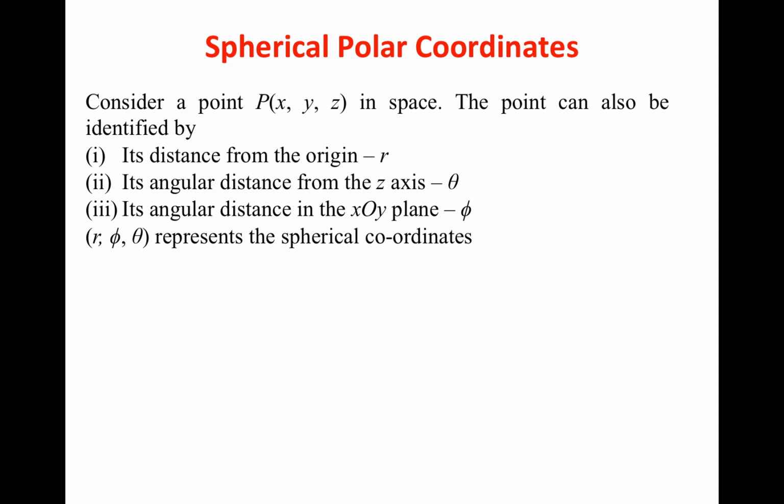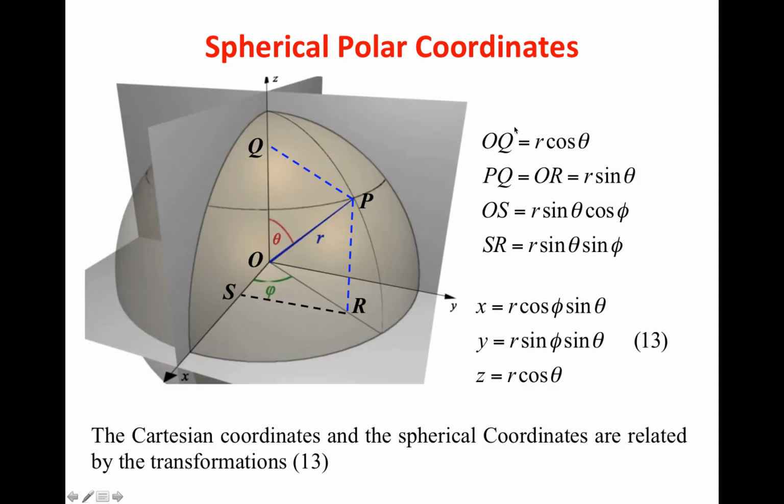Okay. So, now we next move to the spherical polar coordinates. If I have again a point P (x, y, z) in space, this point can also be represented as follows. I have its distance from the origin, which is r. I take its projection on the x-y plane, which is capital R. I have its angular distance from the x axis, which is phi.